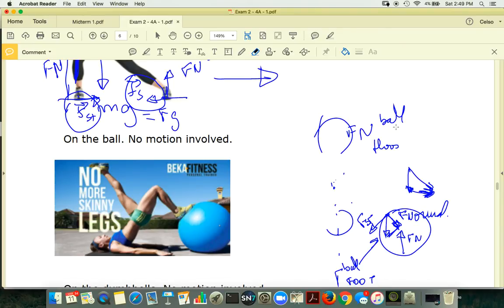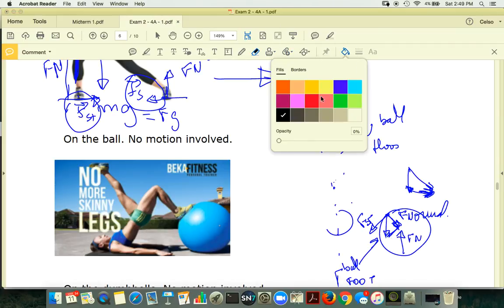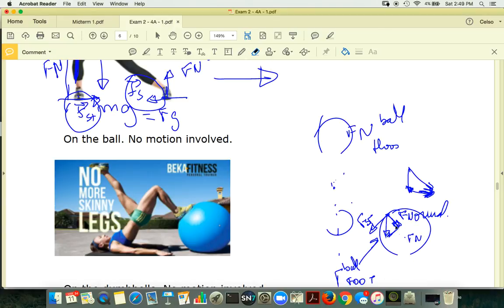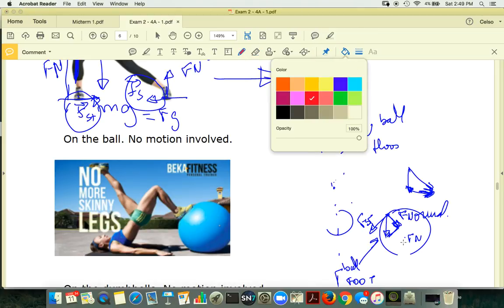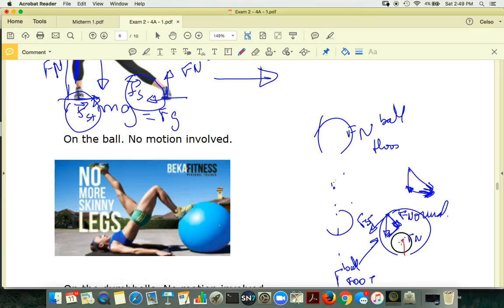Okay, so this is it. Let me change color just to make it more visible. So we have a normal force, and you have a force of her foot on the ball.